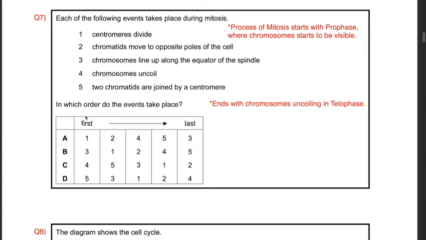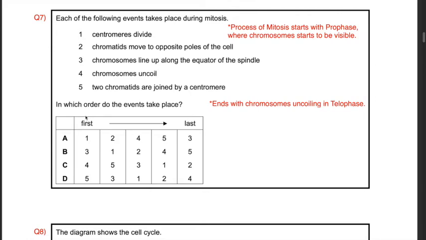The process of mitosis starts with prophase, where chromosomes start to be visible, and it ends with chromosomes uncoiling in telophase. Hence, in order to make it easier for us, let's look at the column labeled as last. Which event occurs last? Chromosome uncoiling occurs last. Therefore, it should be event number 4, chromosomes uncoil. And the only answer that has event number 4 in the last column is answer D. Therefore, D must be the correct choice.